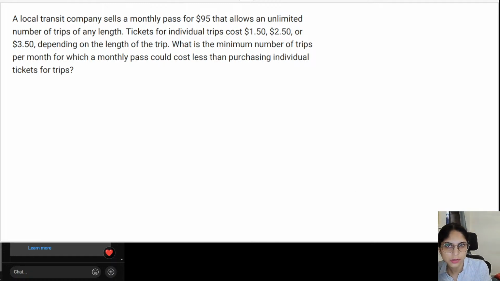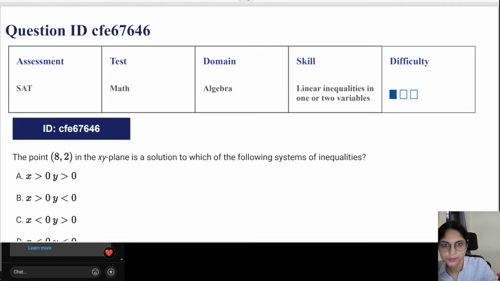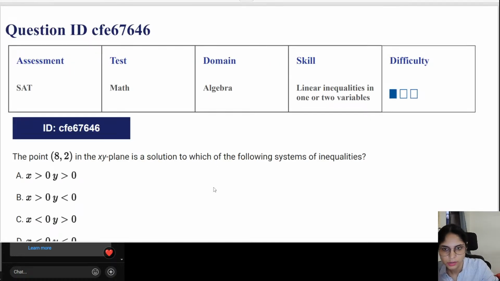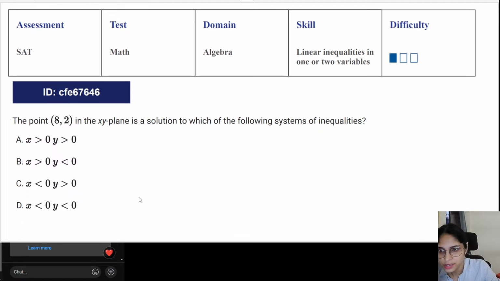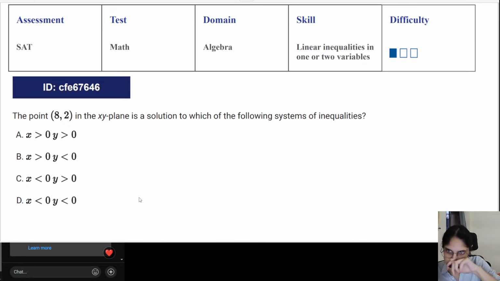Let me just close unnecessary things here. So the point (8, 2) is a solution to which of the following inequalities? x is greater than 0, y is greater than 0, yes, because 8 is greater than 0 and 2 is greater than 0. Both are positive, so this is my answer. y is less than 0, this doesn't work. x is less than 0, this doesn't work. Both less than 0, this doesn't work.